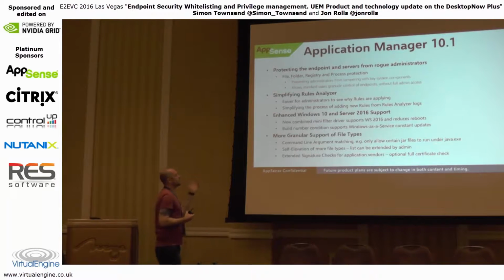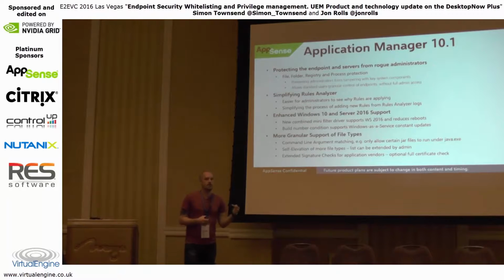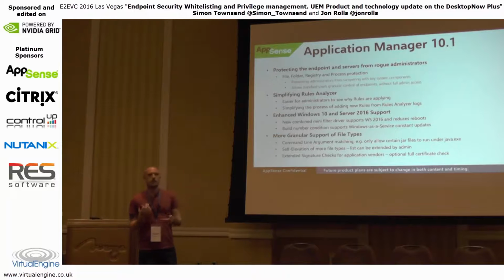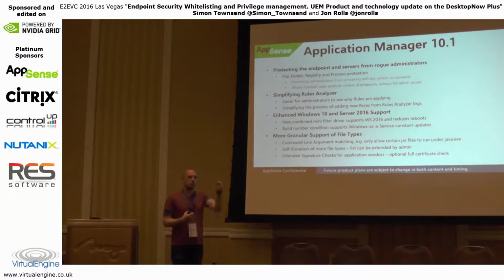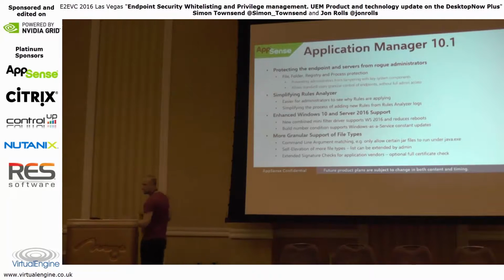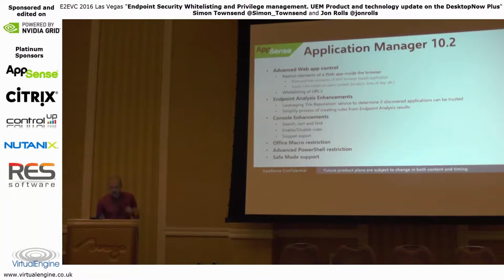So a lot of what we do as well is dropping certain rights from admins to do stuff. We can already do that today. We can stop an admin from restarting certain services or installing certain bits of software, or dropping their rights to that of a standard user for certain things as well. A lot of people kind of forget that side, and yeah, we're looking to enhance that with 10.1. And then 10.2 is when we go more into the advanced web app control and endpoint analysis, finding out more about the discovery story and what's happening in our environment.